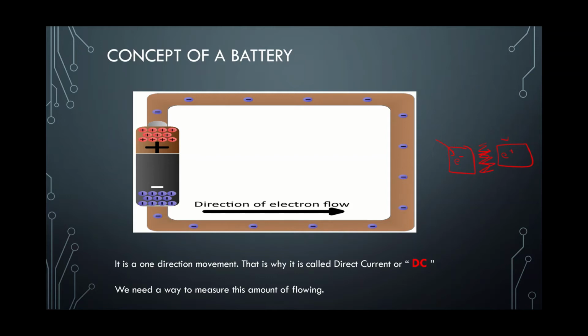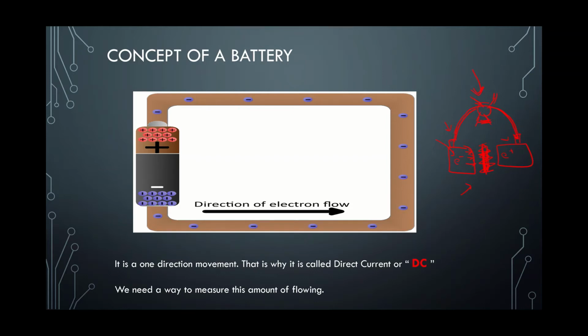Now, if these are the terminals not connected, the electrons here are trying to move in this direction to achieve the balance, but the separator will prevent that. So what will happen? It will remain as it is in the battery until you connect, for example, a lamp. When you connect a lamp, the electrons will move from here to here.